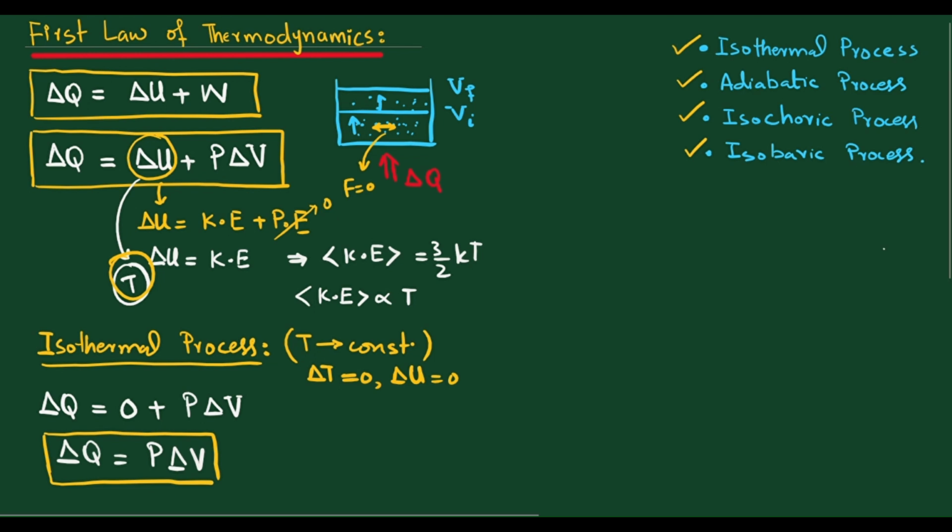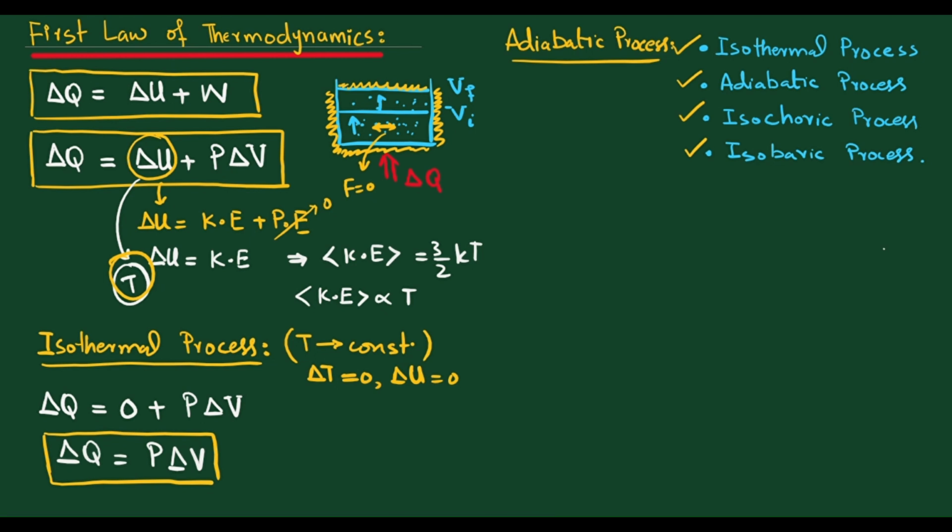Now consider the adiabatic process. If we insulate this cylinder so that no heat can enter the system or leave from the system, then the first law of thermodynamics will reduce to, as delta Q is 0 for the adiabatic process, 0 is equal to change in internal energy plus work done, and we can say that the change in internal energy is equal to minus work.